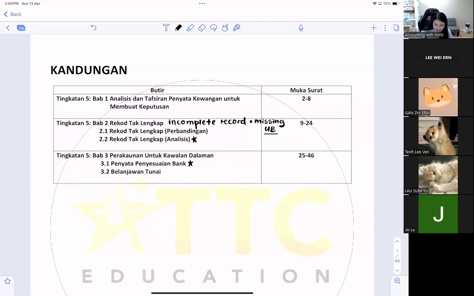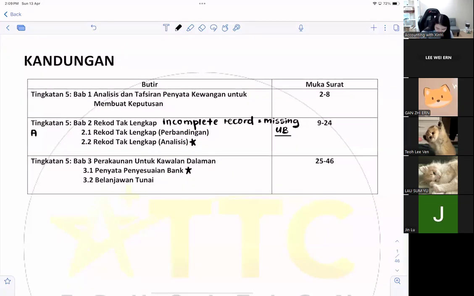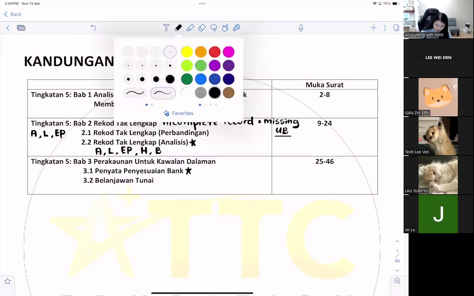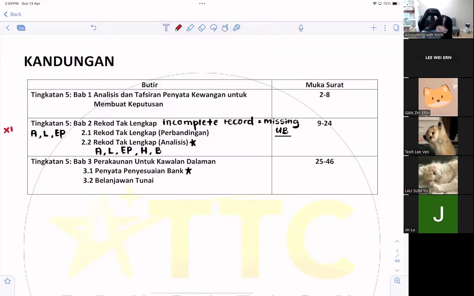Okay. Now for kaedah perbandingan, we use A, L, EP. Okay, you only use 3. Kaedah analysis, you will use all. Asset, liability, EP, hasil, dengan belanja. All 5. So in kaedah perbandingan, you will not use hasil, not use belanja. Is that all right? So we only pick A, L, and EP to solve.